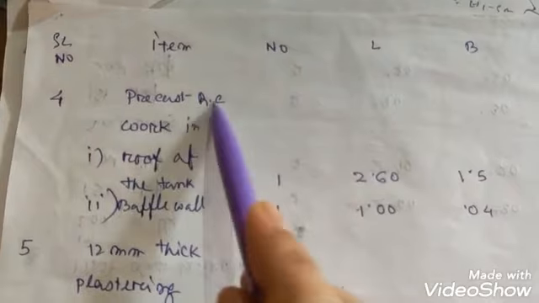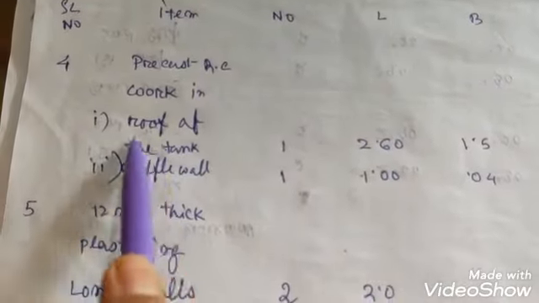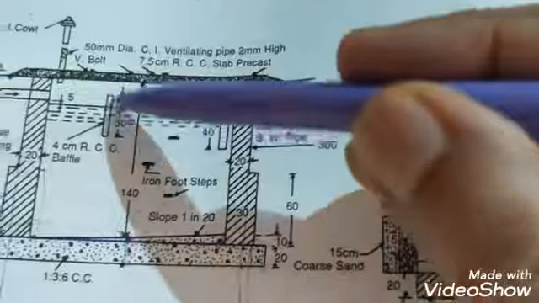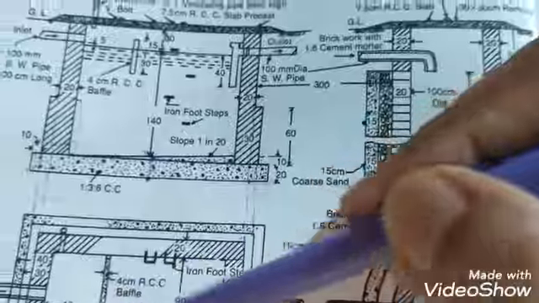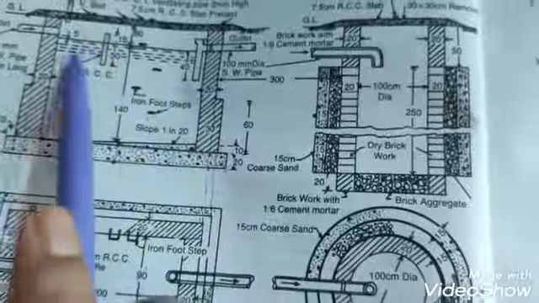Now the next item is precast RCC (reinforced cement concrete) work in the roof of the septic tank and the baffle wall. Which is the baffle wall? This is the baffle wall. It is provided to divide the chamber into two parts.